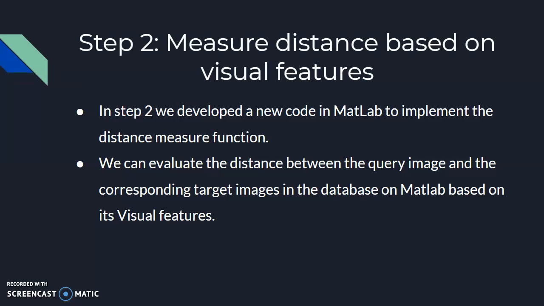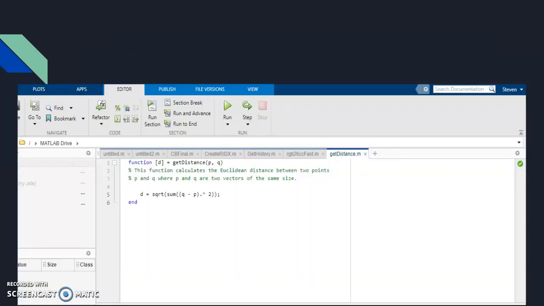Alright, in step 2, measure distance based on visual features. In step 2, we develop a new code in MATLAB to implement the distance measure function. We can evaluate the distance between the query image and the corresponding target images in the database on MATLAB based on its visual features. Alright, so we have the getDistance function. This function calculates the Euclidean distance between 2 points, P and Q. P and Q are 2 vectors of the same size.